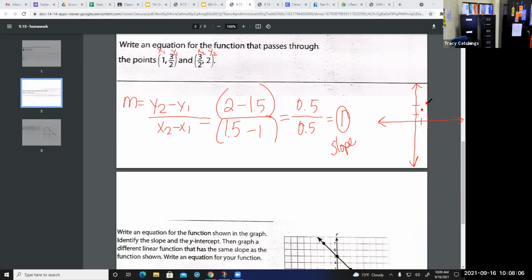The first one was 1 and 3 halves. So go over to 1 on the x and then go up about in between 1 and 2. For the next one, go over 1.5, in between 1 and 2, and then go up till you get to 2. Probably because I'm not using actual grid paper. All right, and then connect your points with a line.